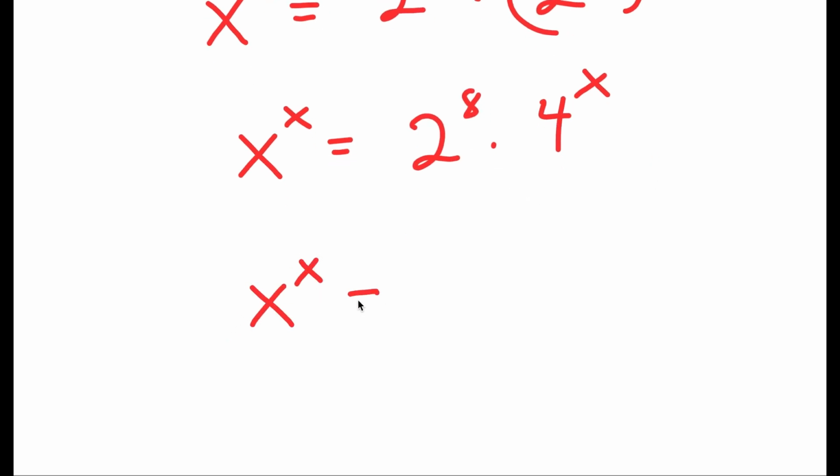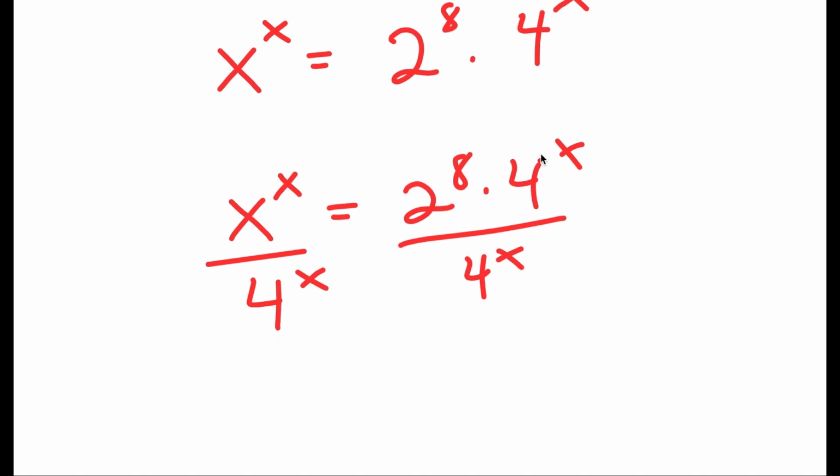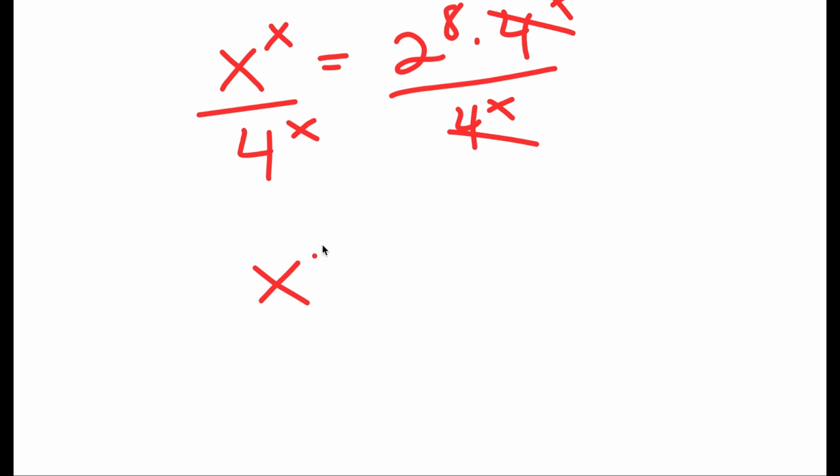Now from here, I'm going to divide both sides by 4 to the power of x. And by doing this, on my right-hand side, these two 4 to the power of x's cancel out. So now I'm left with x to the power of x over 4 to the power of x is equal to 2 to the power of 8.